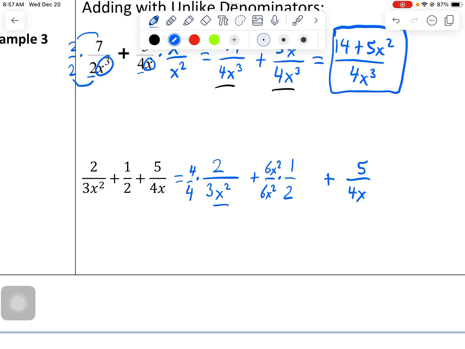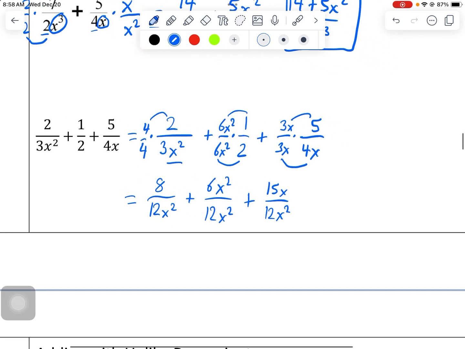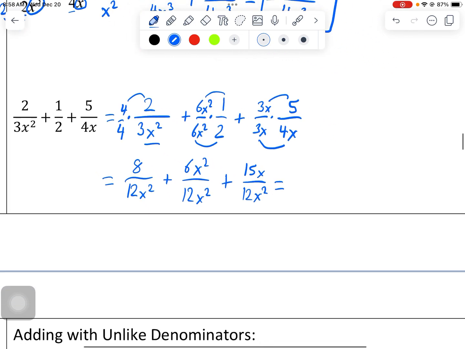And the last one, space this out a little differently, we're going to multiply by 3x because we need to make that lone x into an x squared. Okay, so now 4 times 2 is 8 over 12x squared. This one, multiply the top, we get 6x squared, and then if done correctly, we should see another 12x squared, which we do. And then 3x times 5 is 15x, and then 3x times 4x is 12x squared. So we do see that common denominator, so we know that we were on the right track.